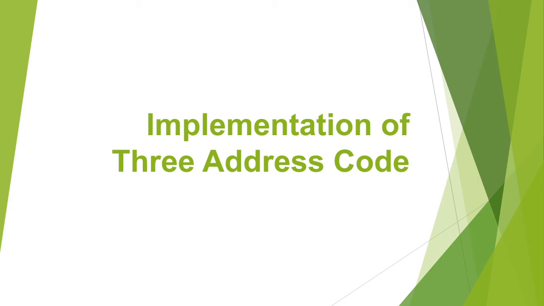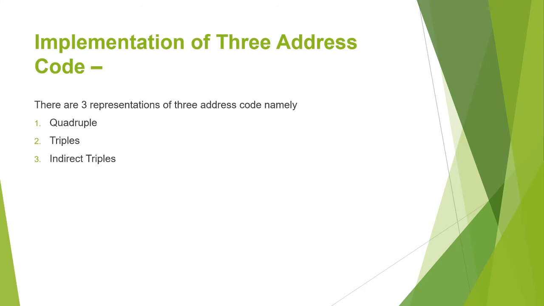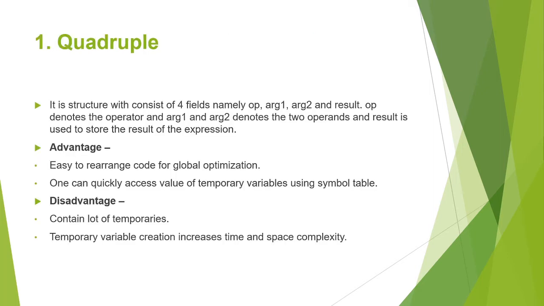Today we are going to discuss the implementation of 3-address code. The 3-address code implementation has 3 representations. One is quadruple representation, second is triples representation, third is indirect triples representation. One by one we are going to discuss. First we are going to discuss the quadruples representation.